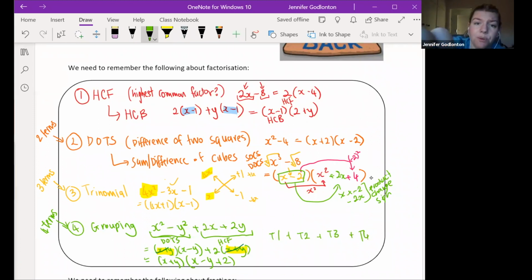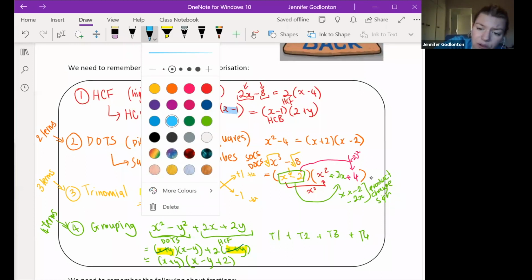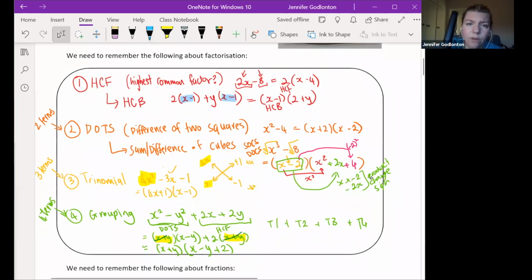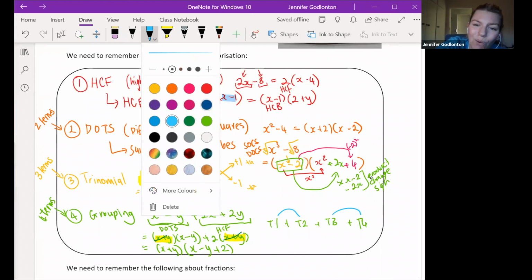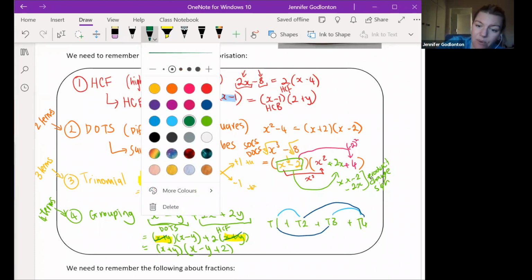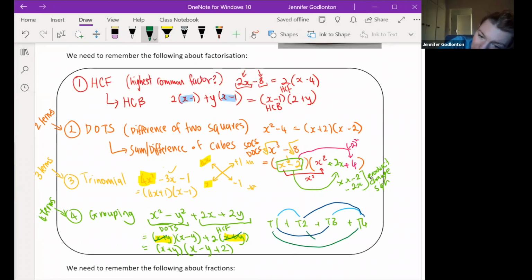Now, when we group, there are lots of different ways we could group. We can group the first 2. Why is my pen giving me a hard time now? So we can group term 1 and term 2, and term 3 and term 4. Or we could group term 1 and 3, and 2 and 4. Or we can group 1 and 4, and 2 and 3.